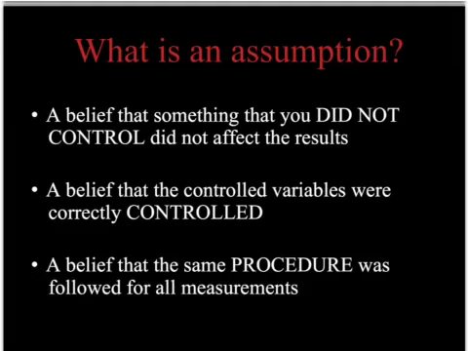The word assumption is used often in the English language, but in science it has a very, very specific definition when we're talking about assumptions about an experiment. There are three things. The first thing, a belief that something that you did not control did not affect the experiment.